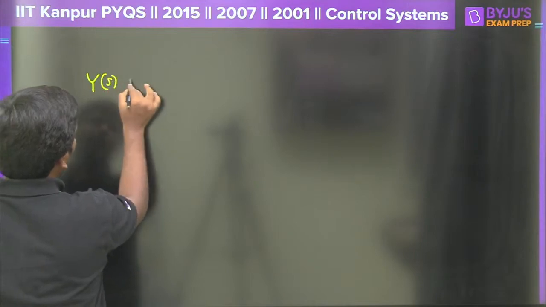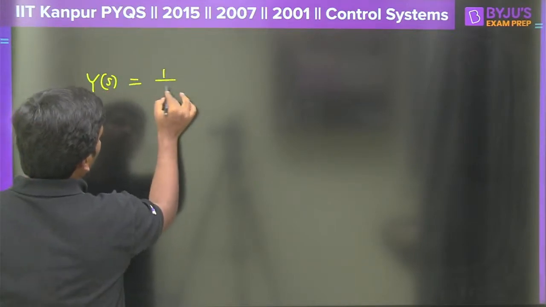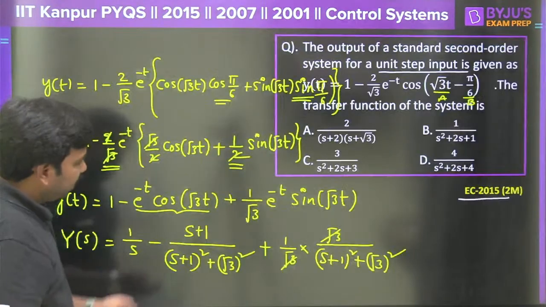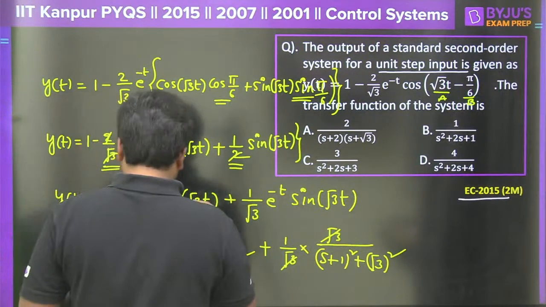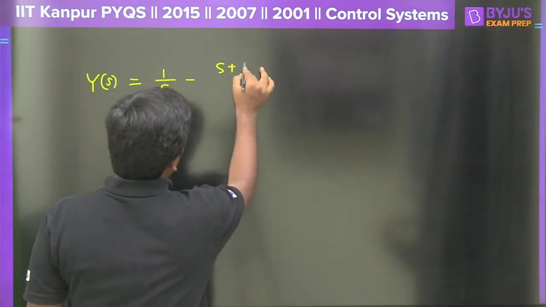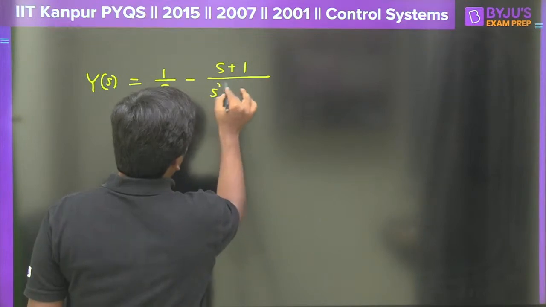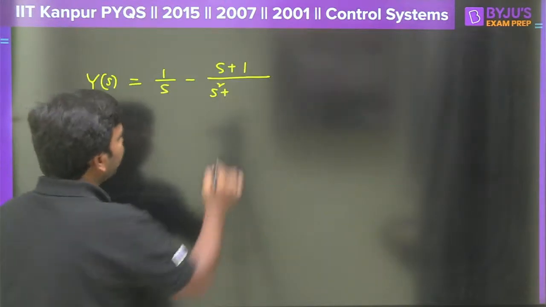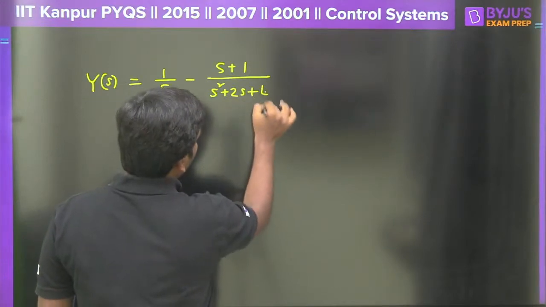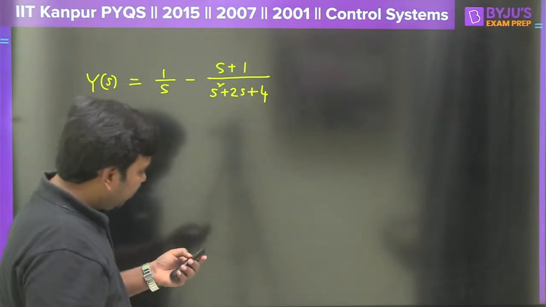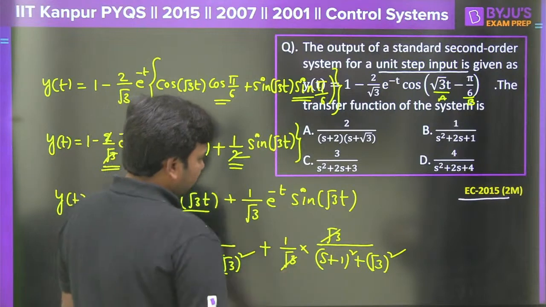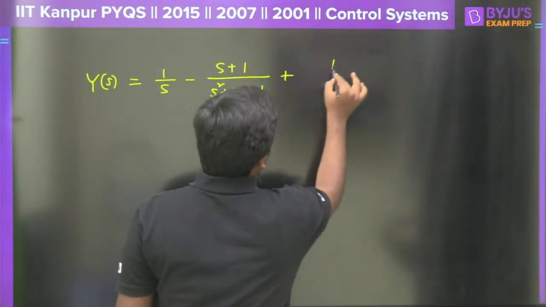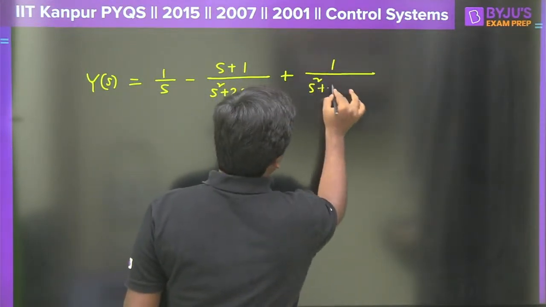So therefore, y of s can be written as 1 by s minus, what else is there? 1 by s minus (s plus 1), divided by s square plus, what is this? S square plus 2s plus 4, isn't it? S square plus 2s plus 4, that is what you are going to get. And even if you see otherwise, this one also, what is this one here? So plus 1 divided by s square plus 2s plus 4.